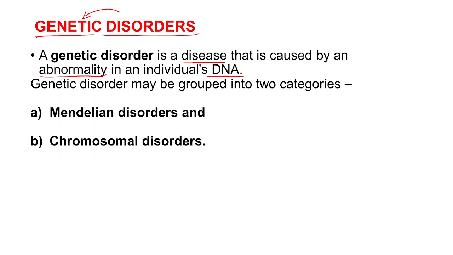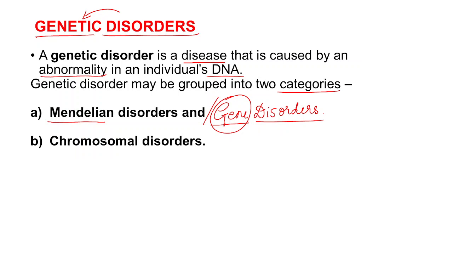These genetic disorders are basically categorized into two groups. The first one is Mendelian disorders, also called gene disorders, because the defect will be present in only one particular gene. The defect, mutation or abnormality is seen with respect to only one particular gene. So that is called a gene disorder.